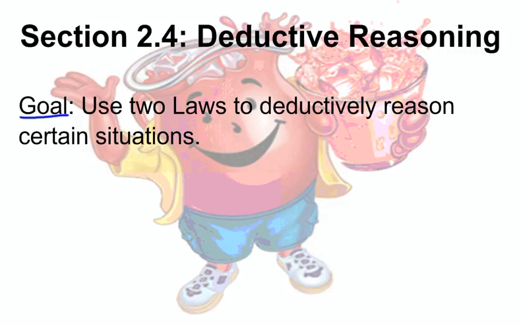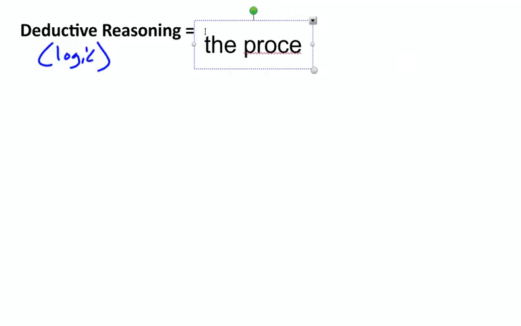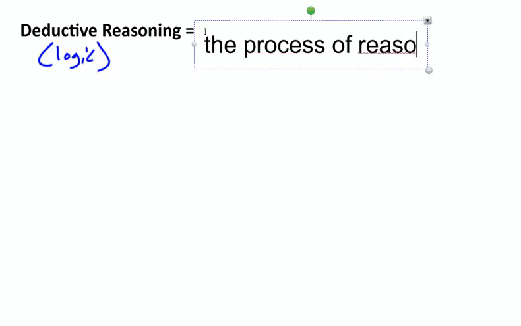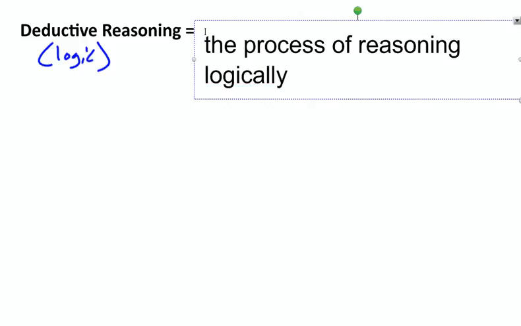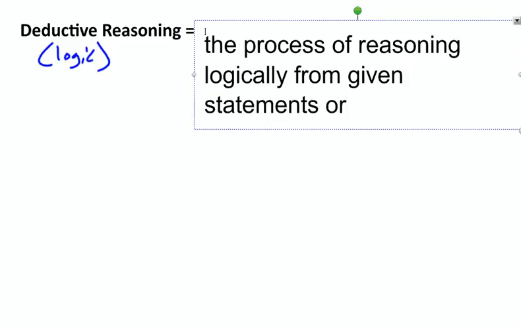So you've probably heard the term deductive reasoning before, but do you remember what it is? All right, deductive reasoning. And here's the definition. It's also sometimes called logic. But the definition is the process, and I'm going to type it out to make it neater. The process of reasoning logically from given statements or facts to a conclusion.